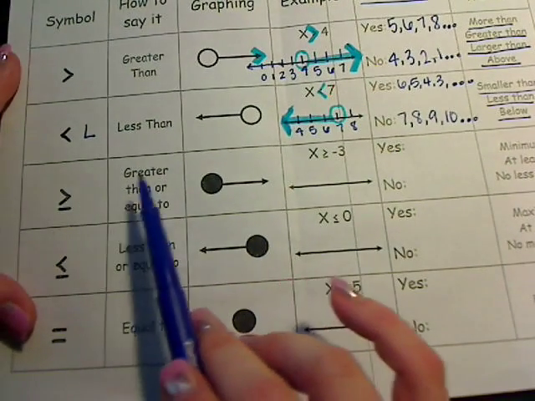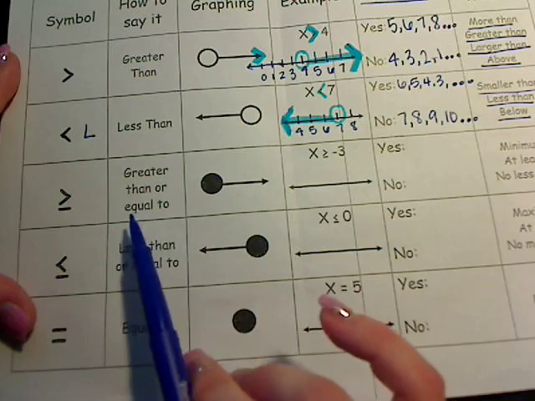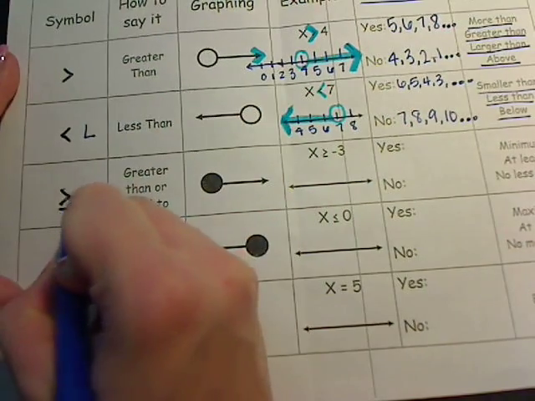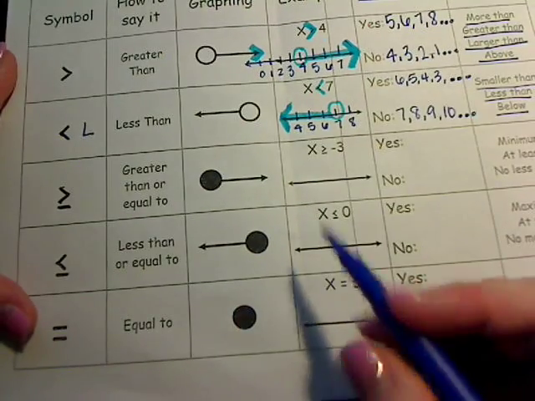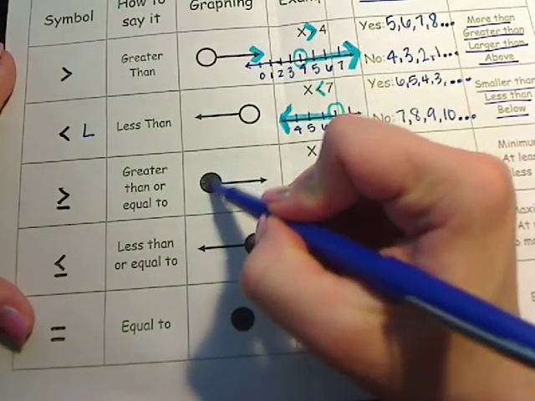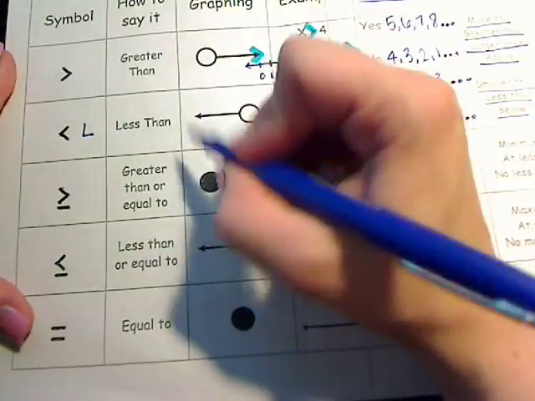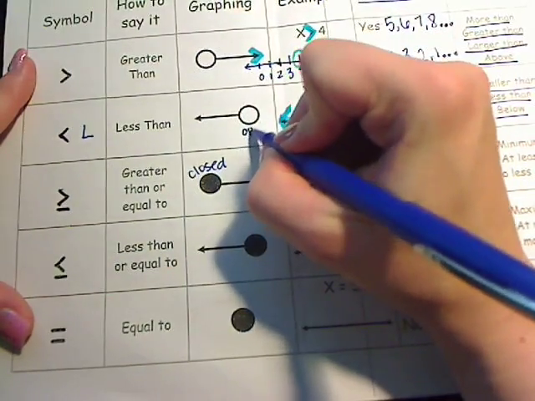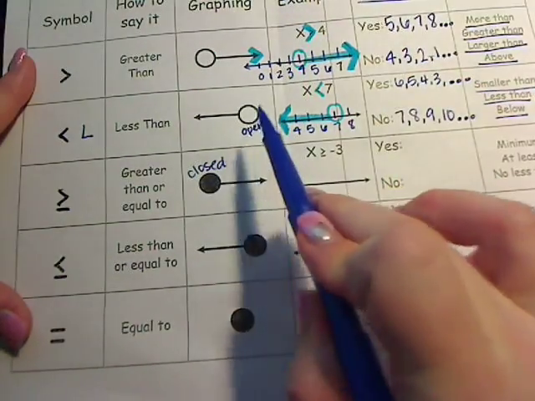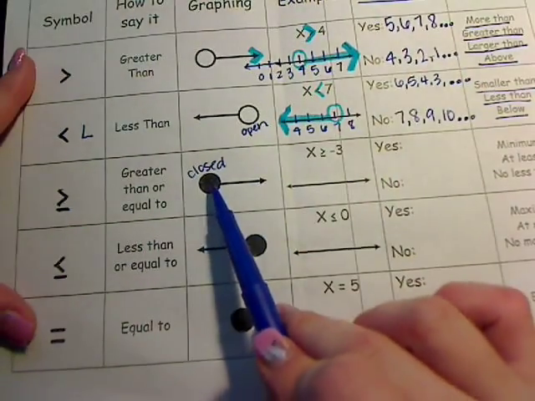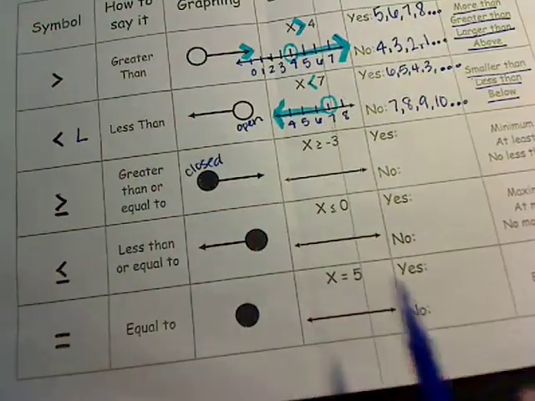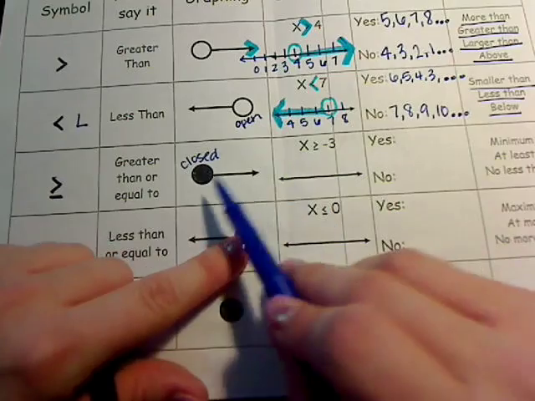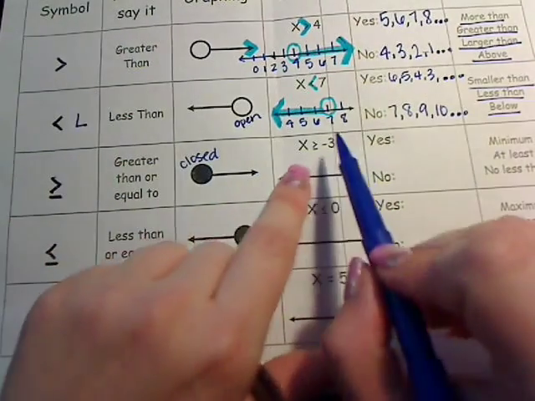Okay, this next one is greater than or equal to. So it could be greater than or equal to that number. To graph that, we use a closed circle. So we call this a closed circle, and this is called an open circle. It's wide open. You can see right through it. This is closed because it's like you closed a door. You can't see through it. So a closed circle, that's how you graph greater than or equal to.